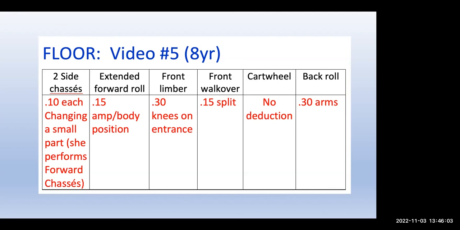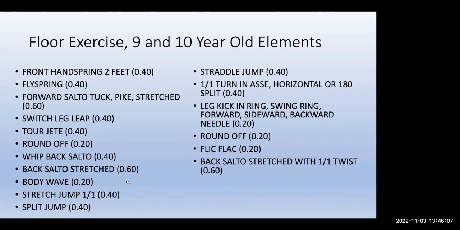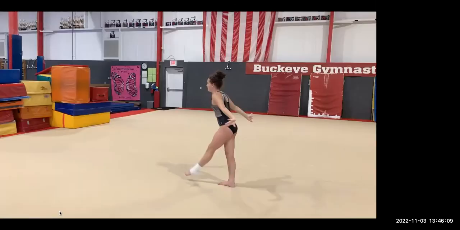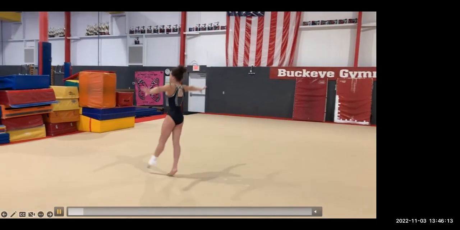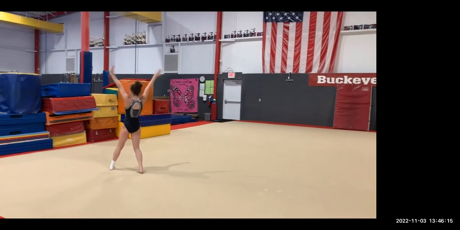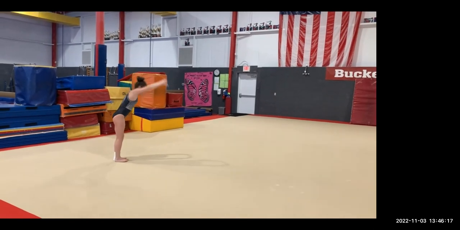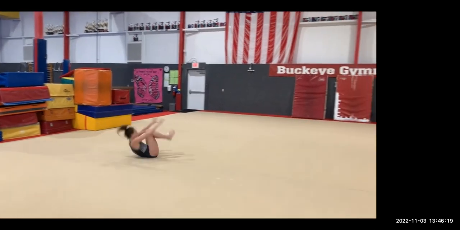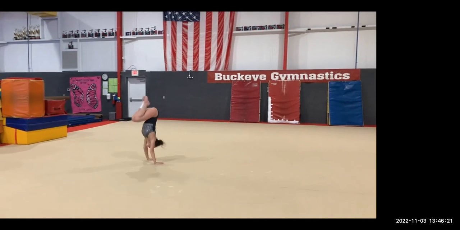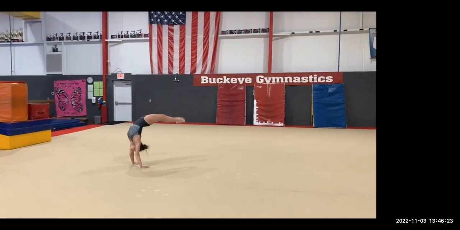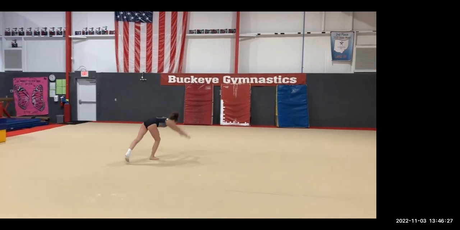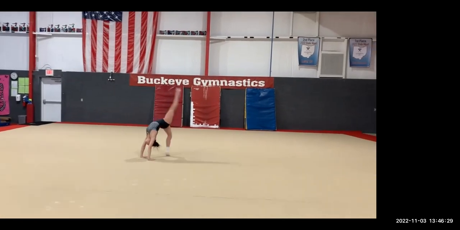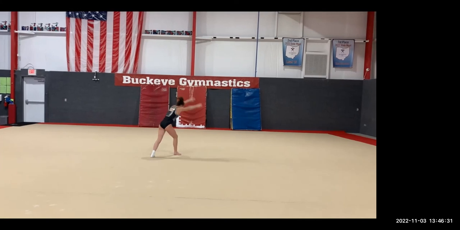All right, that's our, oops, we didn't watch it slow. Forward chasses instead of sideward chasses. Then no attempt to have a little amplitude or not. There's supposed to be a pike into the handstand. The front limber itself is pretty good. And you've got your split deduction on your front walkover. And then we have one cartwheel, and she should do two.